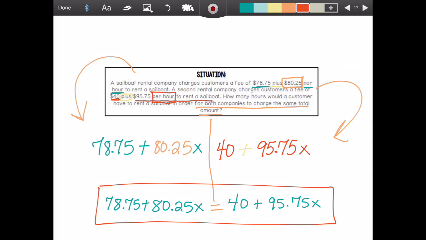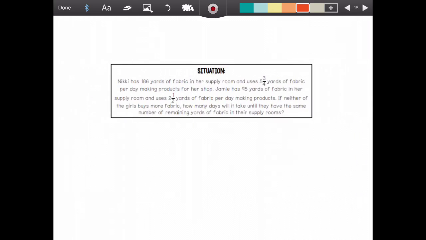Okay, situation number 2. Nikki has 186 yards of fabric in her supply room and uses 5 3/4 yards of fabric per day making products for her shop. So this is one person, Nikki. Jamie has 95 yards of fabric in her supply room and uses 2.5 yards of fabric per day making products. So our second person is Jamie.